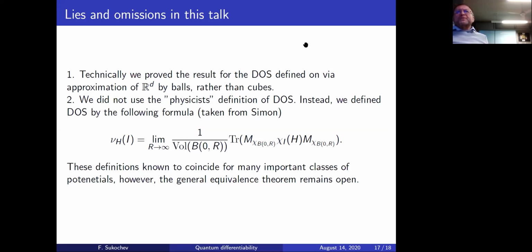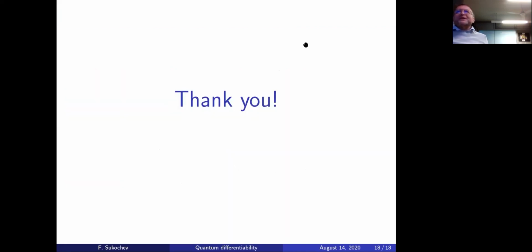We used the equivalent definition of density of states, taken from Barry Simon's book and from his papers, which is given by this formula, and it is not immediate. So this formula which I write here is of course not immediate. However, in the most important cases, it is equivalent to the physicist's definition. So it's important to be honest. And that was my last slide.